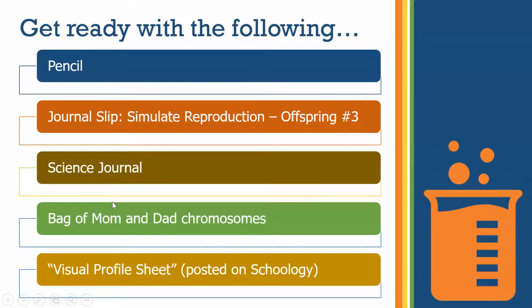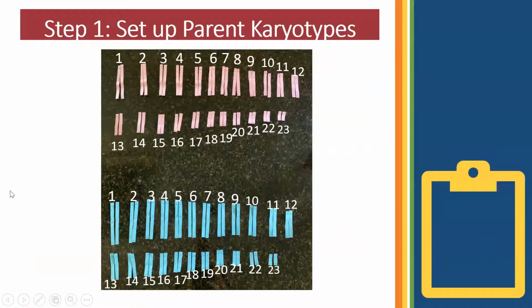So get your materials from yesterday. Come on, there's no time to waste. Let's start by creating the karyotypes for mom and dad. Look at the screen for how to do this. Make sure when you're pairing them up, leave a little space in between the chromosome pairs. It makes it easy when we're creating the reproductive cells later on. Go ahead, do this now.